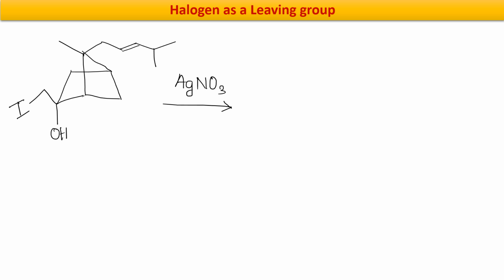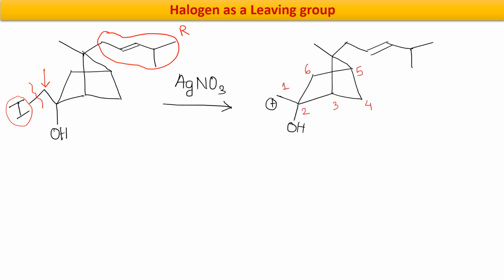Next, halogen as a leaving group. Now what is happening? This molecule looks scary, but actually see, if you simply consider this portion as if it is a group R, then it is not such a complex molecule. Now in the presence of AgNO3, which is a source of silver plus, this iodine will be removed in the form of silver iodide, and this carbon-iodine bond is broken, positive charge will be generated at this position. Fine. So this is our leaving group, positive charge is generated.